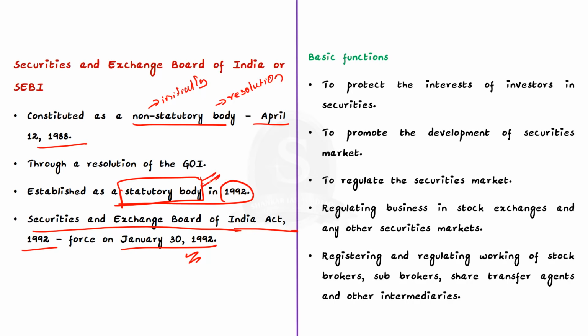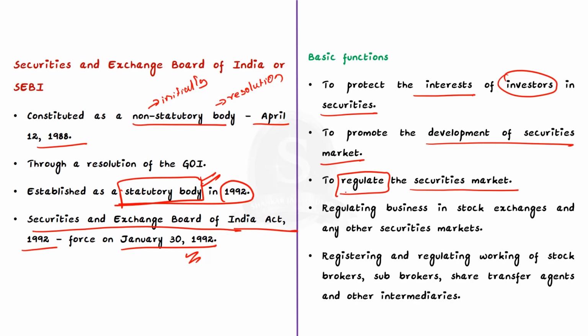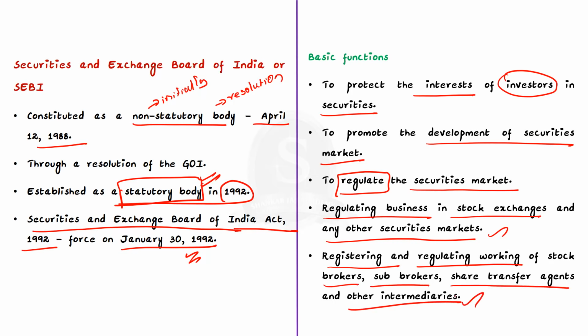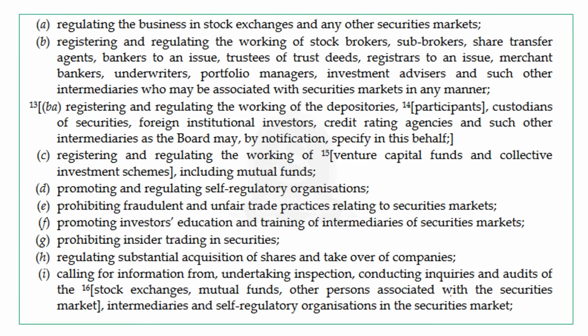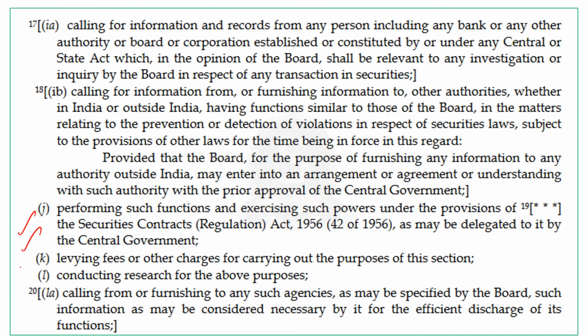Now let us see some of the basic functions of SEBI. The first and the most important function of SEBI is to protect the interest of investors in securities. The second important function of SEBI is to promote the development of the securities market in India. The next important function of SEBI is that it regulates the securities market. The functions of SEBI include regulating the business in stock exchanges and other securities markets. SEBI is also involved in registering and regulating the working of stockbrokers, sub-brokers, share transfer agents and other intermediaries. I have attached here some other functions of SEBI for your reference. You can go through it.